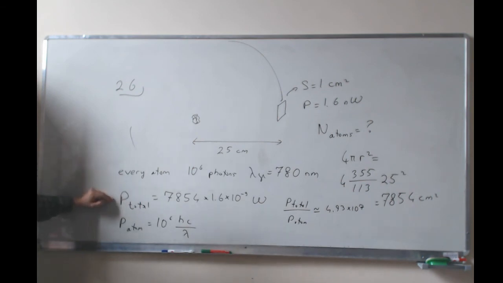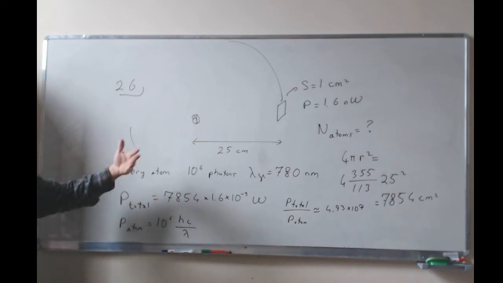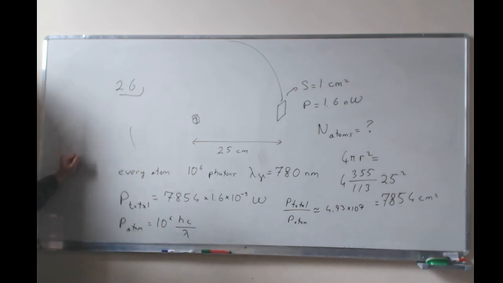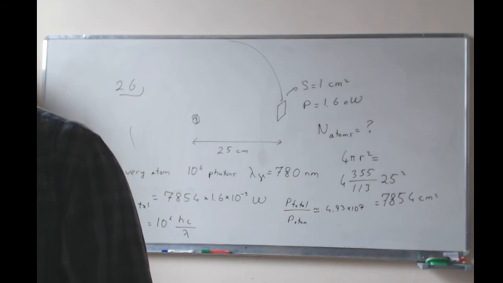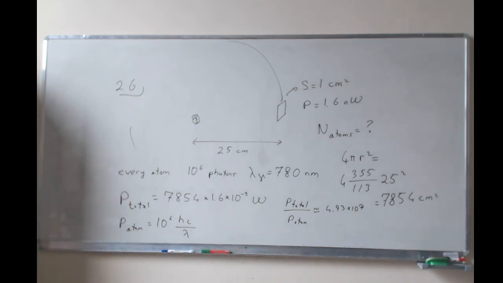And then the power per atom is just, every atom produces 1 million photons. Each one has a wavelength of 780 nanometers. So we can calculate the energy of each photon. You can calculate the energy emitted by a single atom per second by making this multiplication. And then you carry out the algebra and you get this number. Okay? And again, if you have further questions, I will be happy to try to answer them during the recitation.